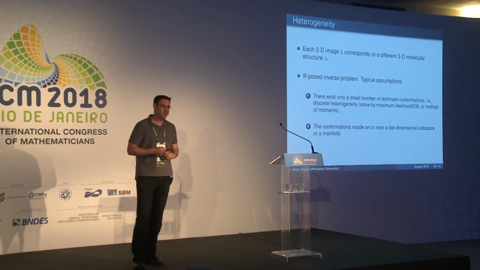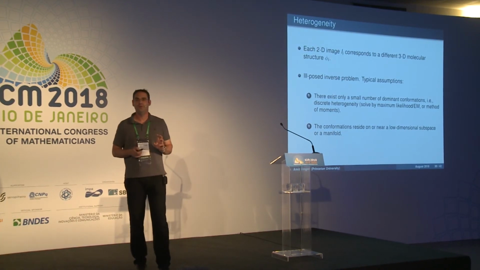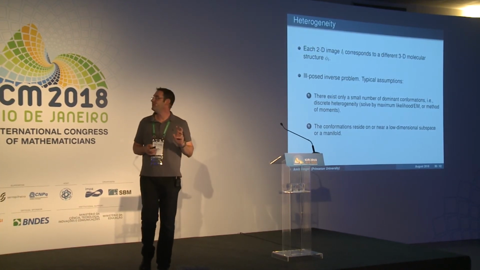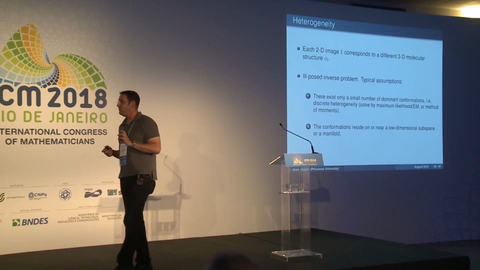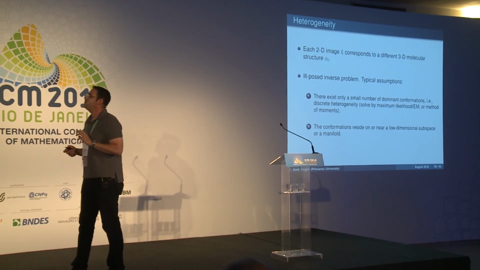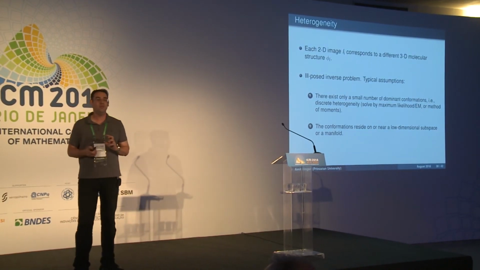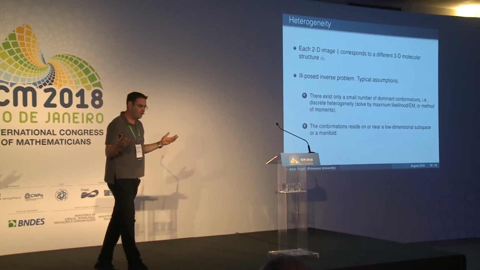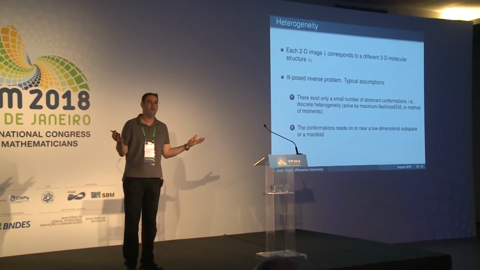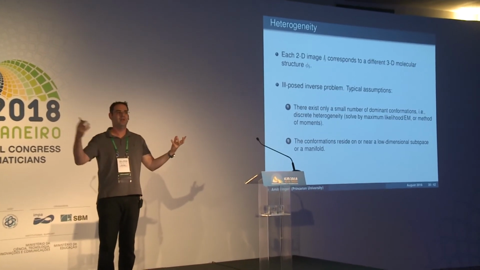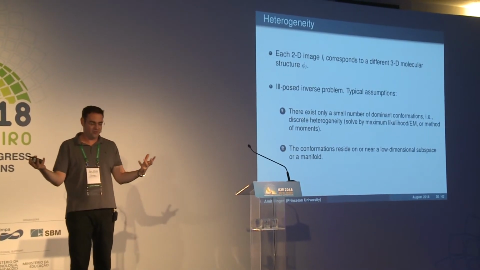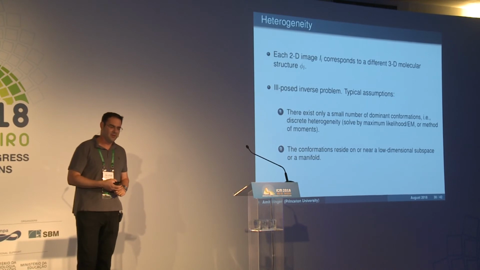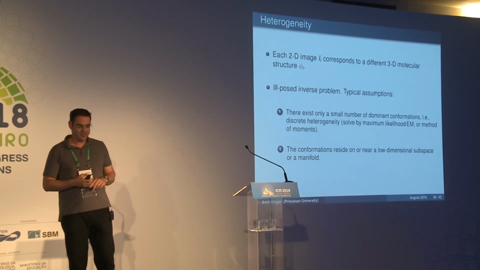Finally, I want to talk about the heterogeneity problem, which is a very ill-posed problem. So to remind you, now to every 2D image, there may correspond a different 3D molecular structure. And as I mentioned earlier, it sounds like it's impossible to get for every 2D image a different 3D structure. We lose information in the process. So usually there are some assumptions that people make.